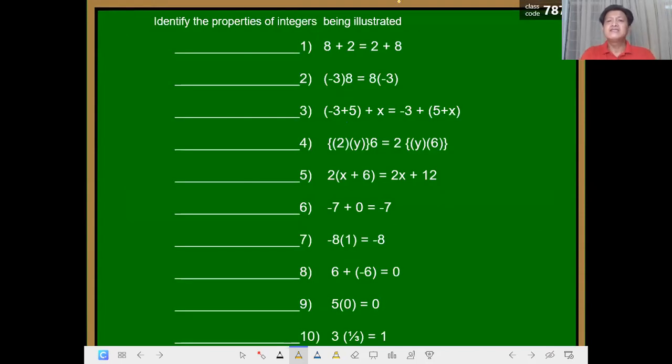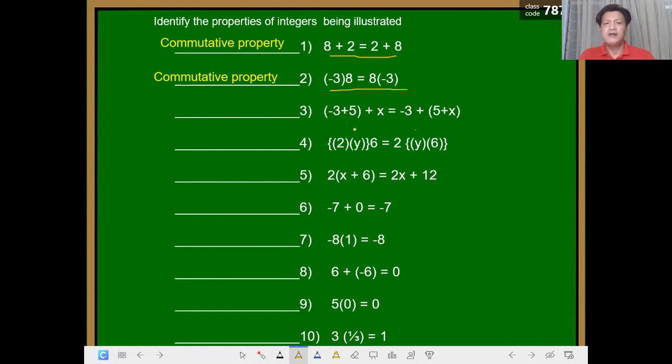Okay, so with that, let's answer this activity so we can master it. Identify the properties of integers being illustrated. Number 1, that is 8 plus 2 is equal to 2 plus 8. What property is that? Commutative property. Number 2, negative 3 times 8 is equal to 8 times negative 3. That is also commutative property. If we notice, this one is multiplication, commutative property of multiplication. And the first one is commutative property of addition.